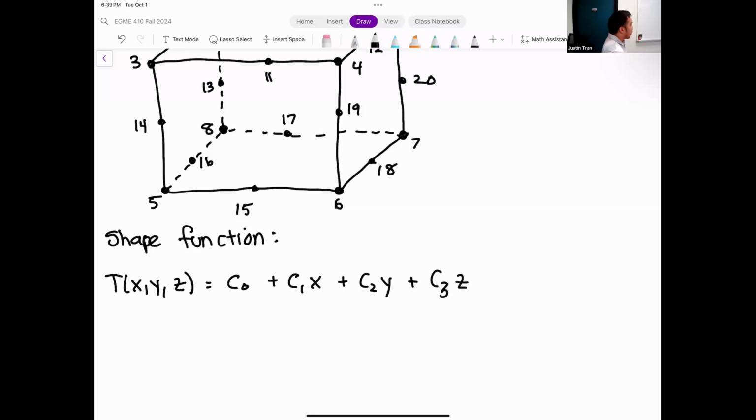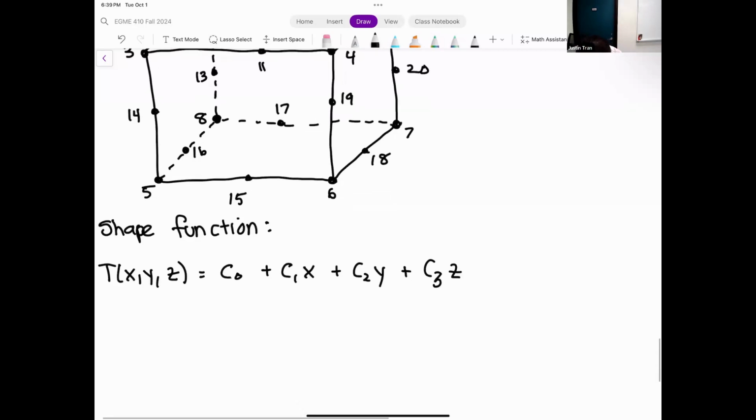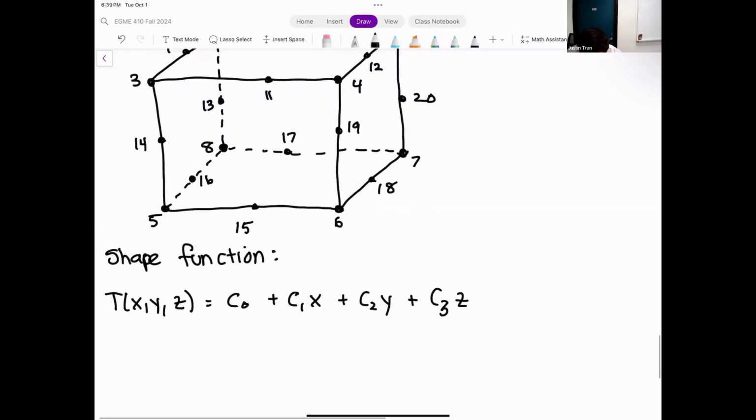Okay, so first we have our constant term and our pure linear terms. And so that's C0 plus C1x plus C2y plus C3z. Okay. Next, we have our pure quadratic terms. And so that's C4 x squared plus C5 y squared plus C6 z squared. Okay. So that's all the pure, dimension multiplied by dimension.